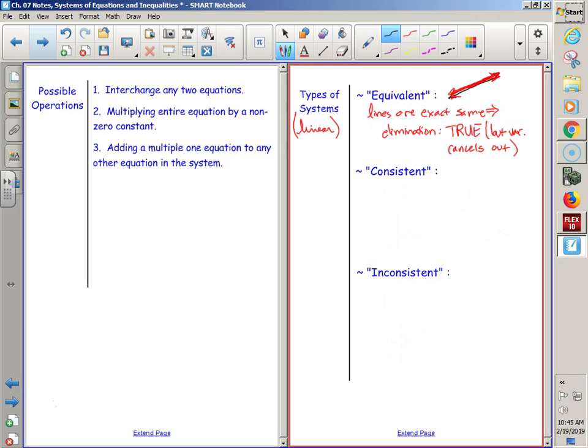Now, really quickly, equivalent technically are consistent. So equivalent are consistent also. It's just a special name. Equivalent systems are consistent because there are solutions, but there's not just one solution. Technically, there are infinitely many solutions. Now, there might be ways of describing that infinitely many, and we definitely will in 7.3. I'm not sure if we will in 7.2. But there are infinitely many solutions because the lines will share every single point because they're basically on top of each other.